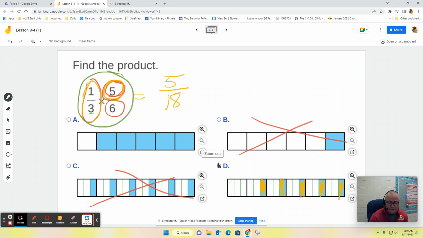Make sure you are focused when you are doing your quick checks and you are writing everything down.